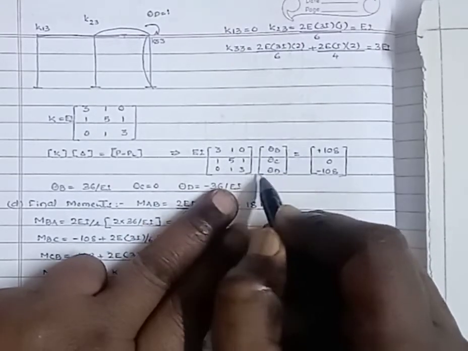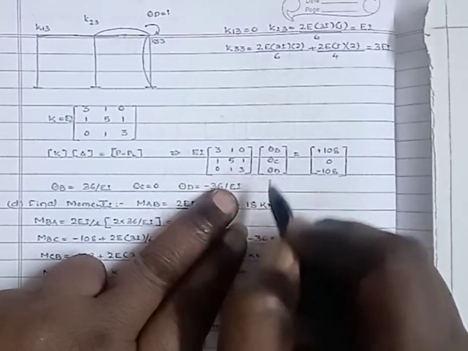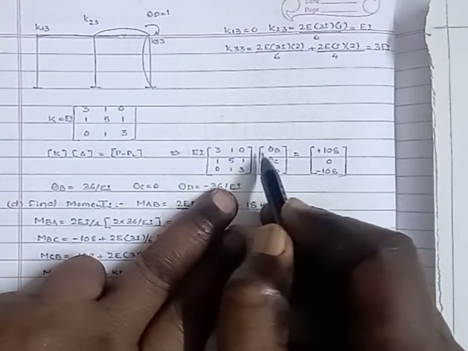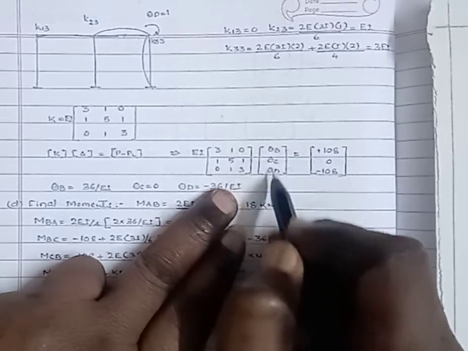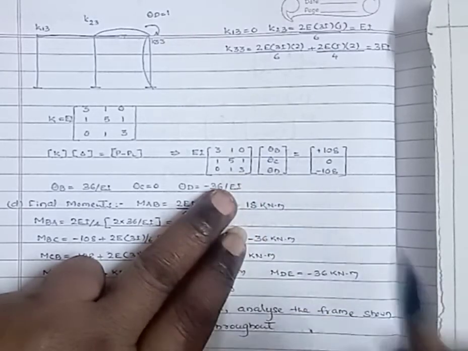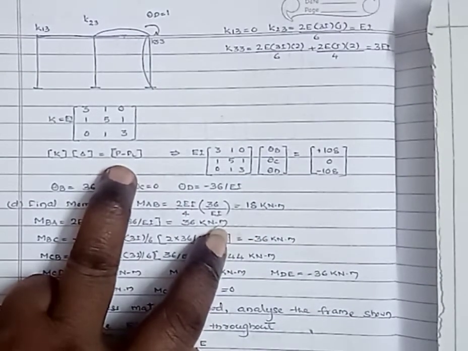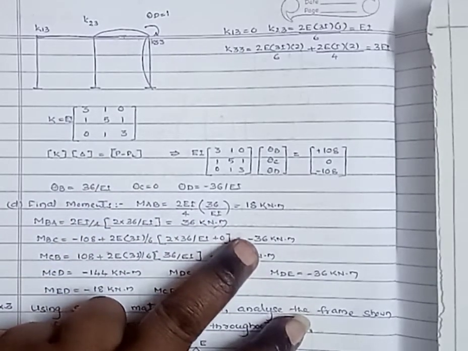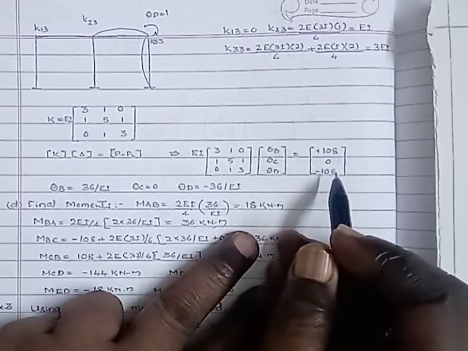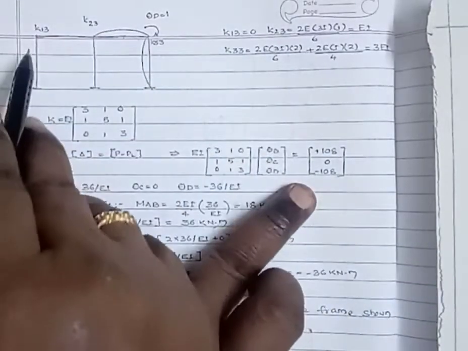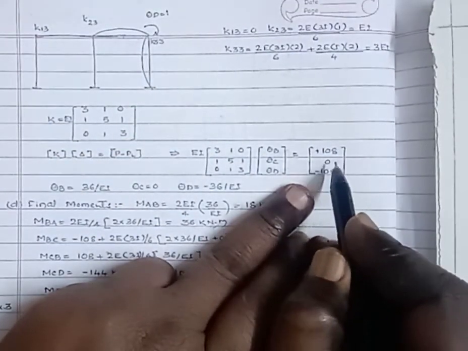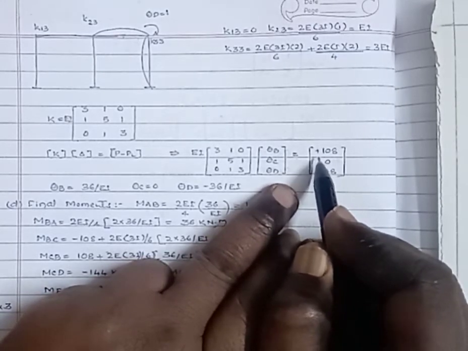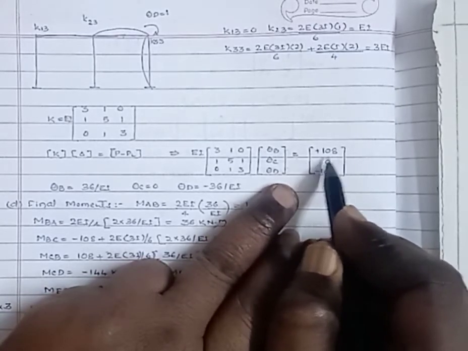Here the redundant matrix is given by, we have considered theta B, theta C, theta D as the redundants. Here the matrix is theta B, theta C, theta D, and the pre-existing loads are 0. Hence the net moment at coordinate 1, 2, 3, here at 1, P1L, that is 0 minus 108, here 0 minus of minus, that is plus 108.